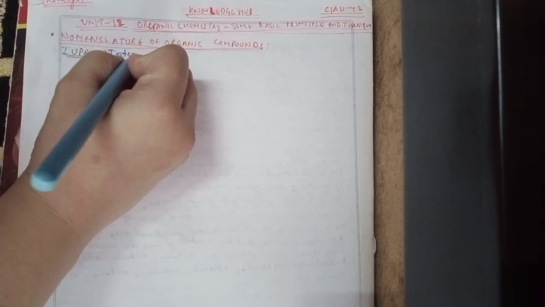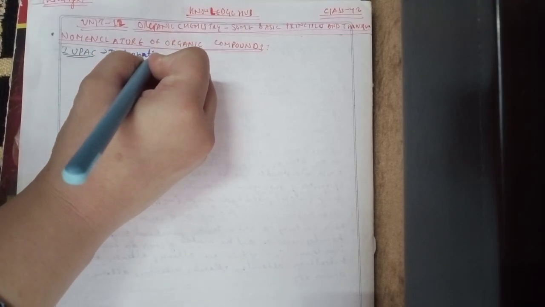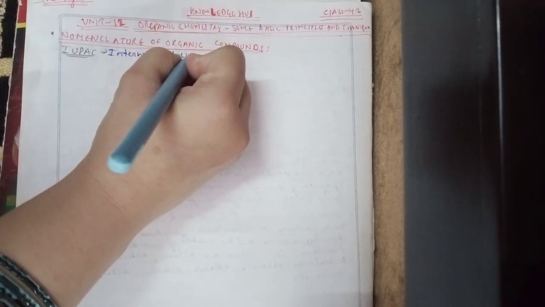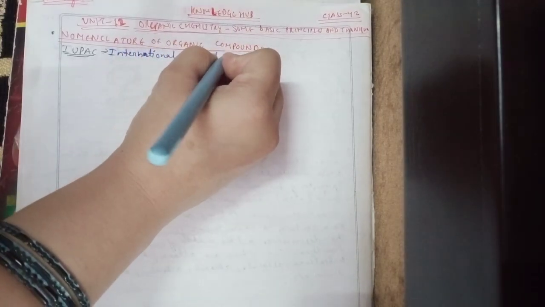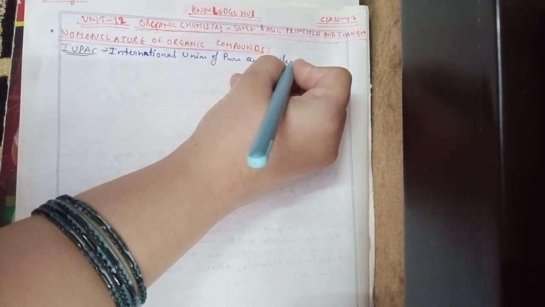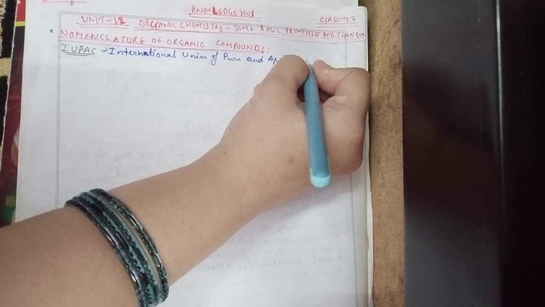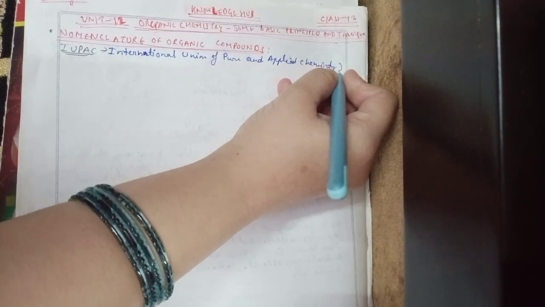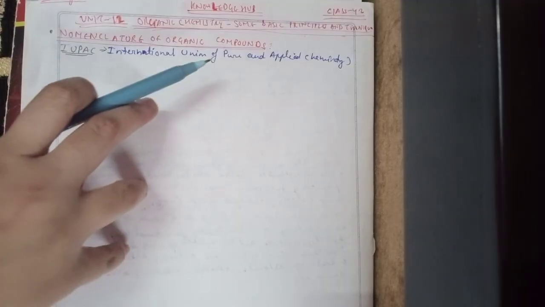The full form of IUPAC is International Union of Pure and Applied Chemistry. Okay, so this is the system of nomenclature.